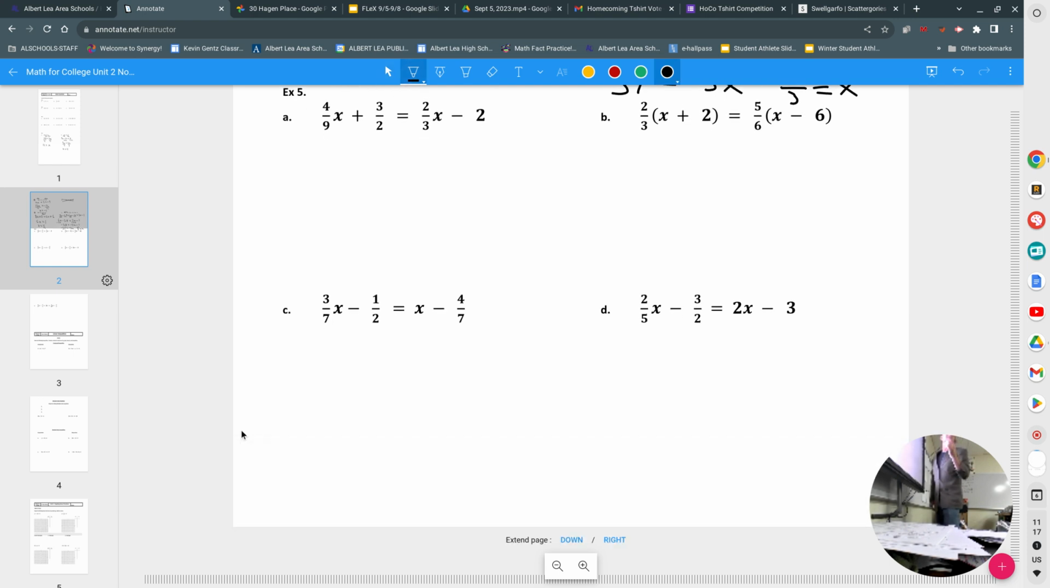Every once in a while, the board gets the best of you. Yeah. We multiplied by 18. The entire thing? Yes. That's the rule for an equation. You can't just multiply part. You got to multiply everything.